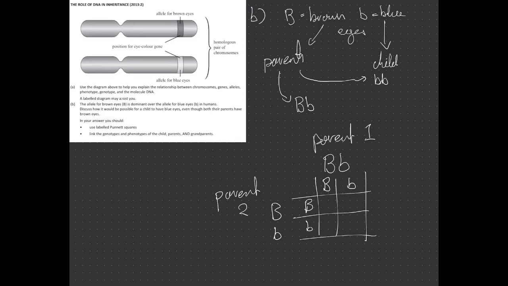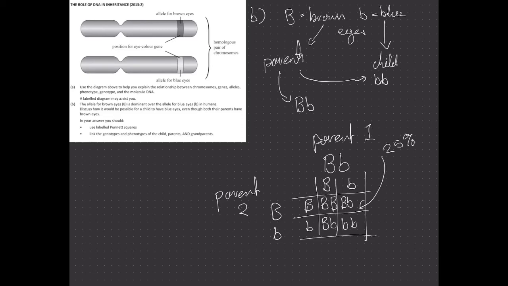And I'm going to go through for our dominants. Big B, little b, little b. Now, cool. Just done our quick Punnett square. Now we remember that each square is a 25% chance of occurrence.